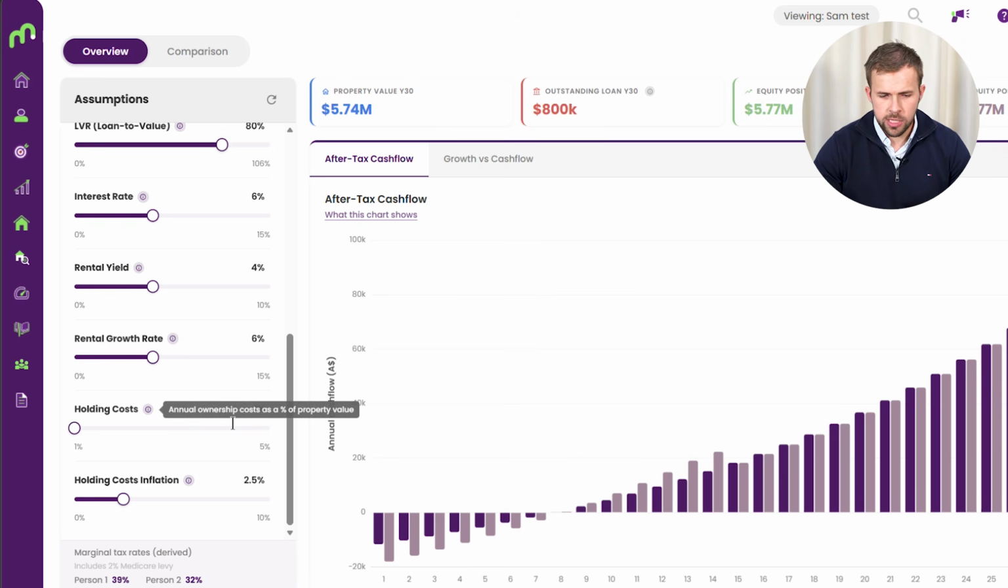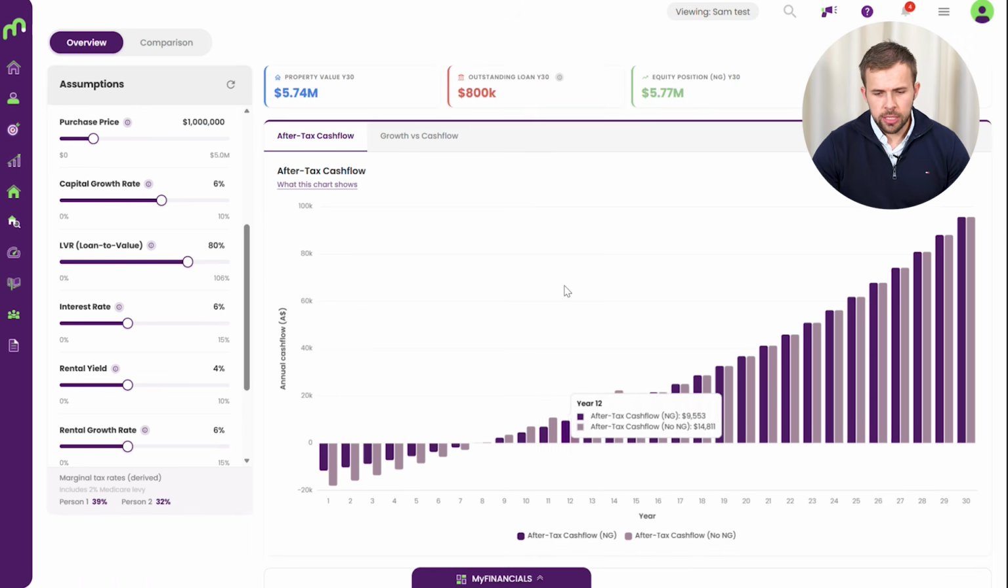The holding costs here, this is things like your rates, maintenance, property management, everything like that. So it's simply a percentage of the asset value. So for here, just for argument's sake, we have 1%. Again, we have the inflation rate that is applied to those holding costs. So let's have a look at the chart itself.